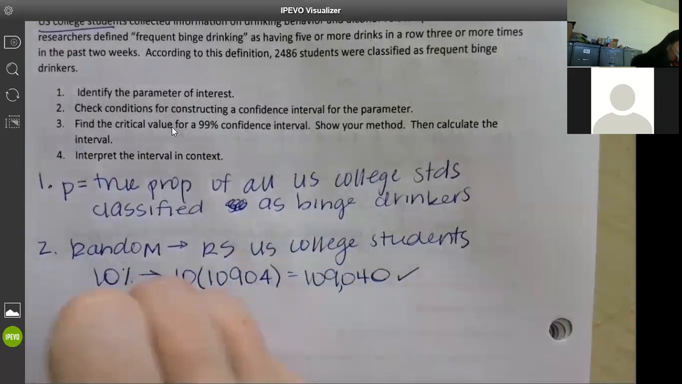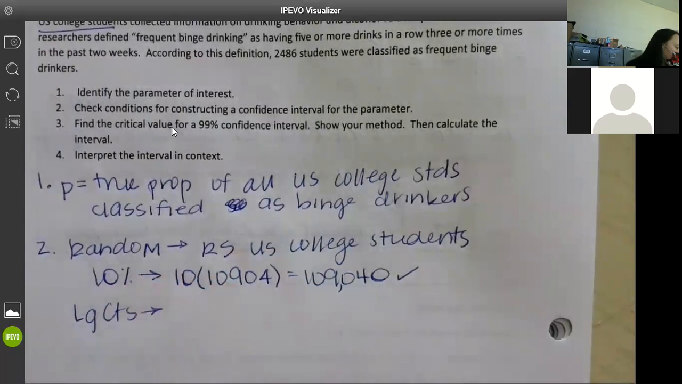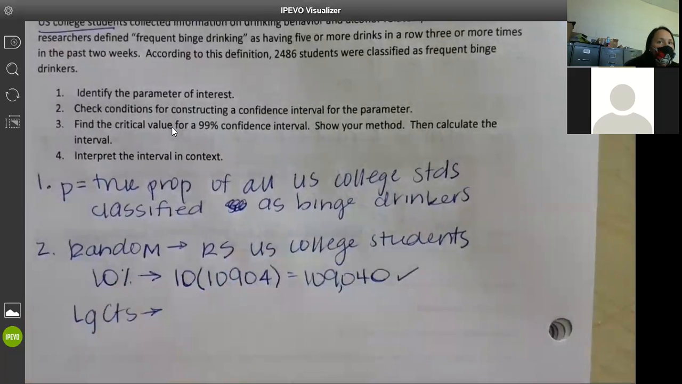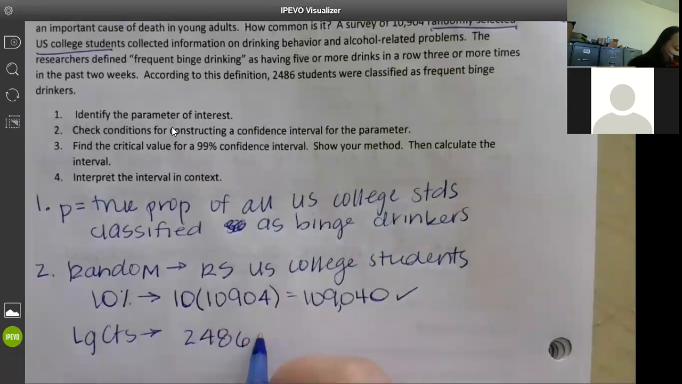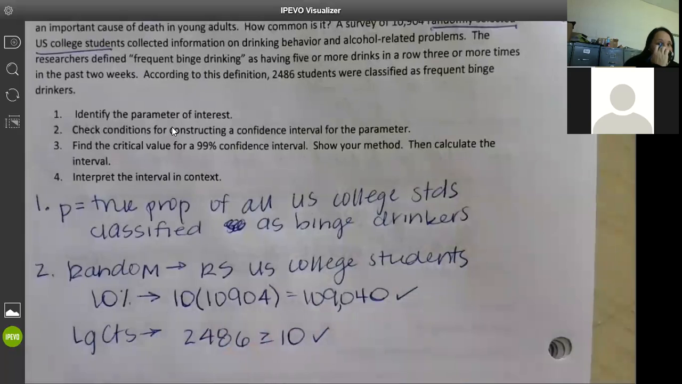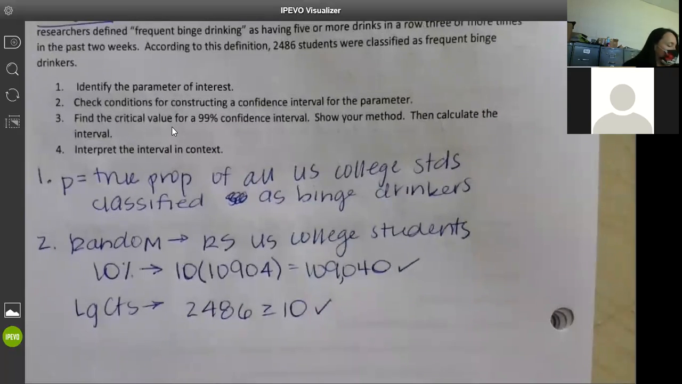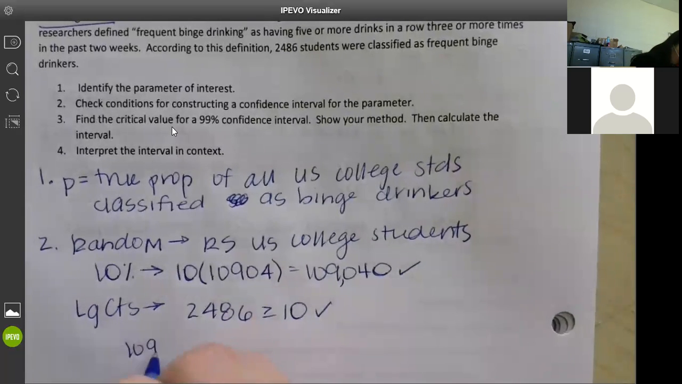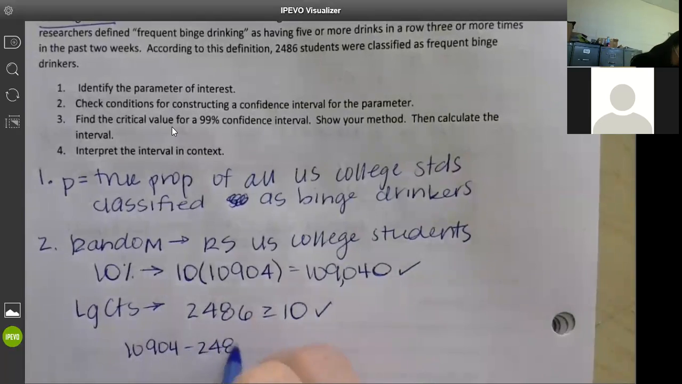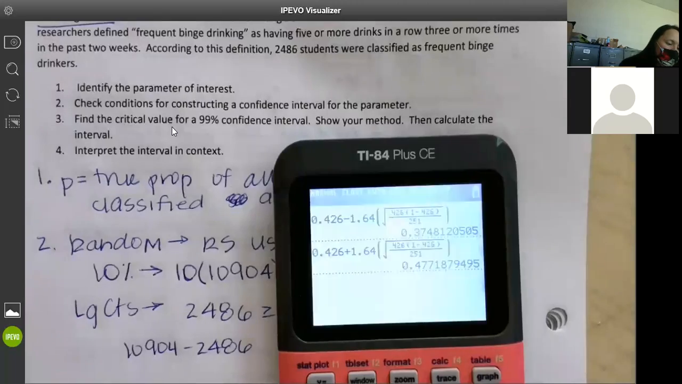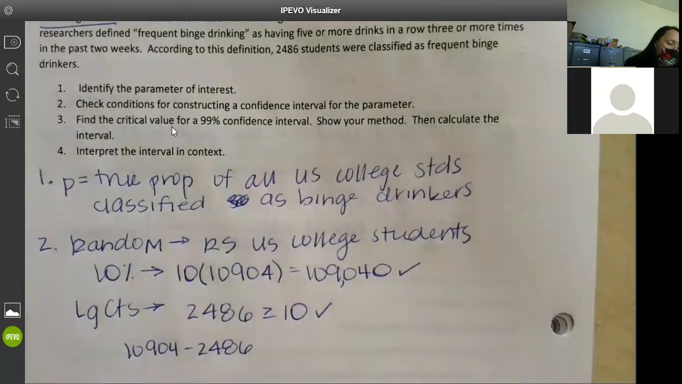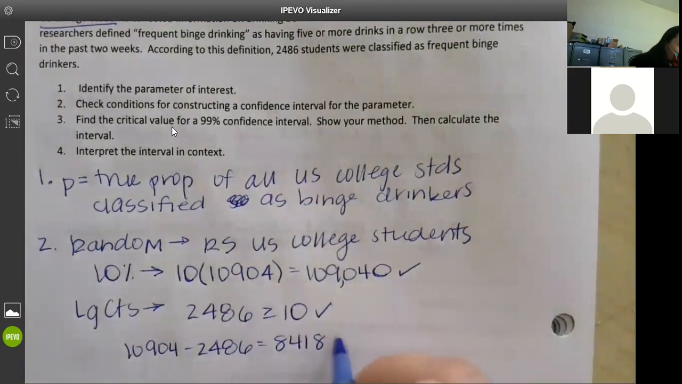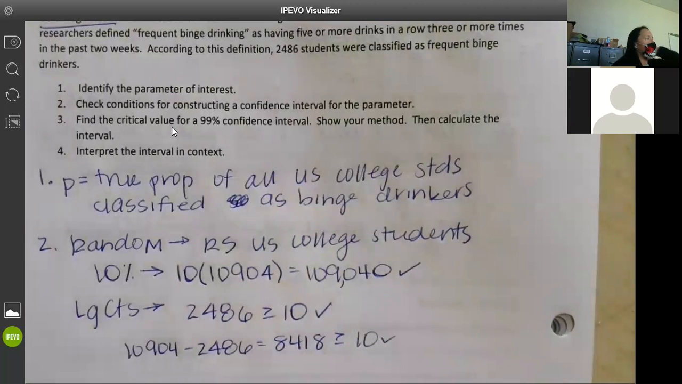Large counts. What were our successes? Which is greater than or equal to 10. What would our failures be? How would you find it? Okay, so 10,904 minus 2,486 gives us 8,418. And I just wanted to put that on your notes so you guys knew where that number came from. It wasn't a random something I wrote in there.